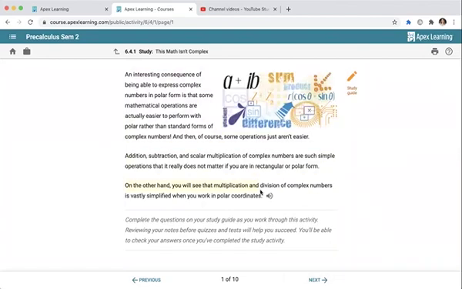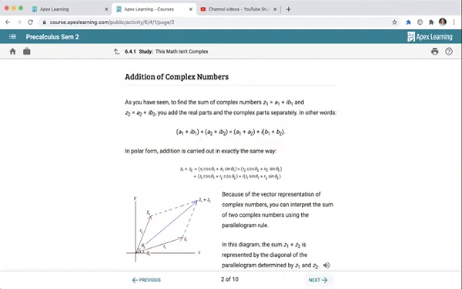On the other hand, you will see that multiplication and division of complex numbers is vastly simplified when you work in polar coordinates, okay? So again, a benefit of polar coordinates here. And we did talk about this in the last unit, so it's kind of a nice reminder with more details. When we're doing addition, we talked about treating it like a vector. So again, you add your real parts and you add your imaginary parts. All right, that's how this would work with our complex numbers.